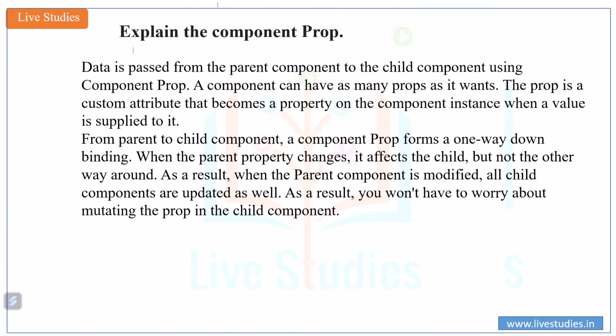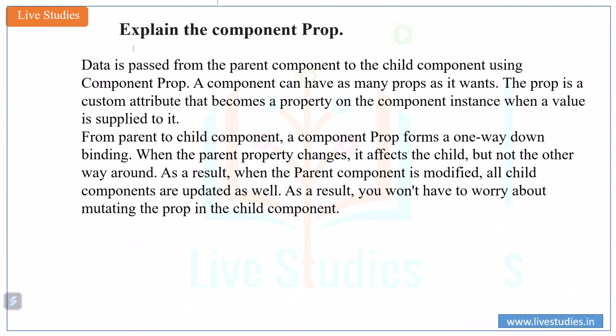Moving to another question: explain component properties. The data is passed from the parent component to the child components using component properties. A component can have as many properties as it wants. Properties are custom attributes that become a property on the component instance when a value is supplied to them. From parent to child components, a component's properties form a one-way downward binding.